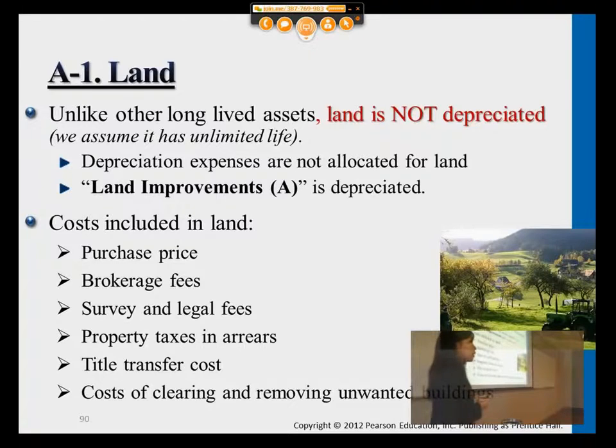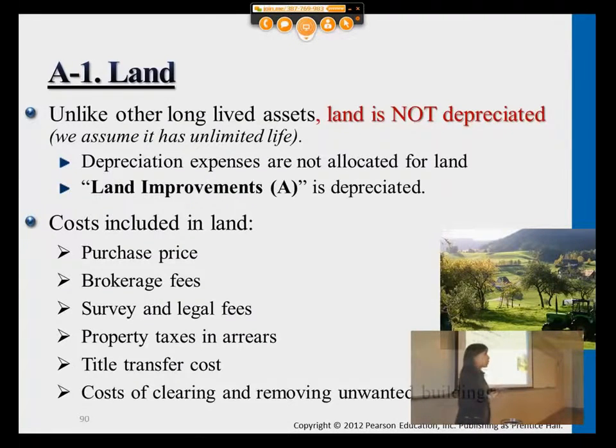So when you look at these categories, if you can't differentiate land and land improvement, basically the question is, without paying these, is the company able to use that piece of land? If the answer to this question is no, then those are the things that go under a land account.